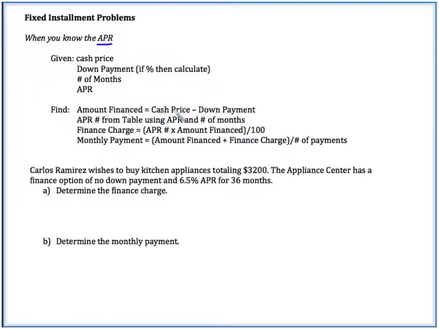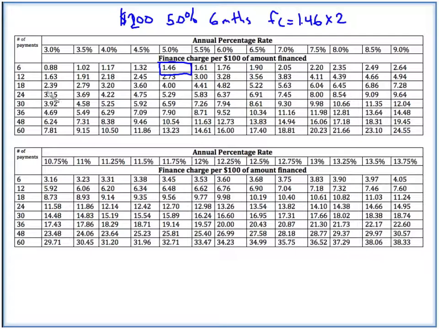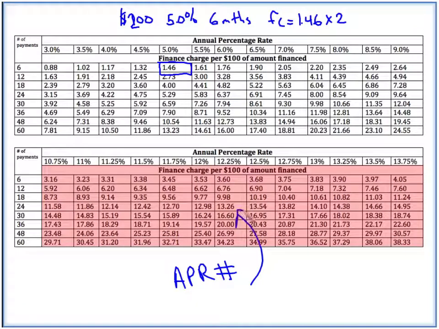borrowing. And that's going to be the cash price minus the down payment. You're also going to be asked to find the APR number from the table using the APR and the number of months. So the APR number, what I'm talking about, is this number, the finance charge per $100 of amount financed. Okay, so when I say APR number, I'm talking about these numbers inside here. When you say APR, I'm talking about the actual percentage rates along this row right here.